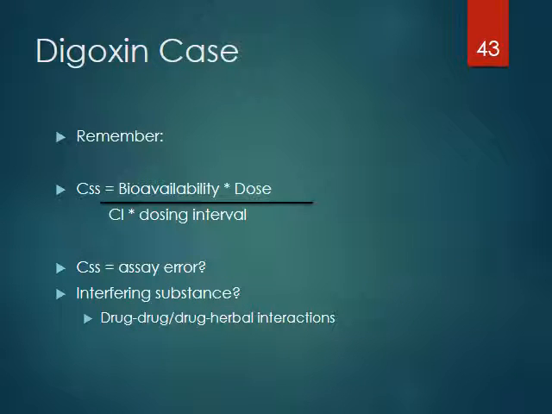Other things you could also consider: one, looking at an assay error. Perhaps the assay was done incorrectly, and that would lead to a higher level than what you would expect. It could be possible. And then also looking at interfering substances, so maybe there's a drug-drug or drug-herbal interaction. In some cases, you can have drug levels being falsely elevated by certain herbal products, which could be interfering. But this was not the case in this circumstance.